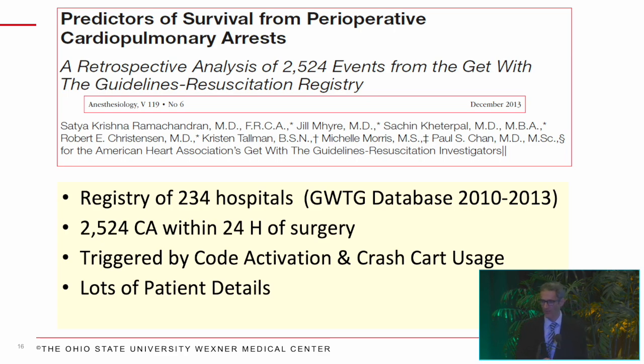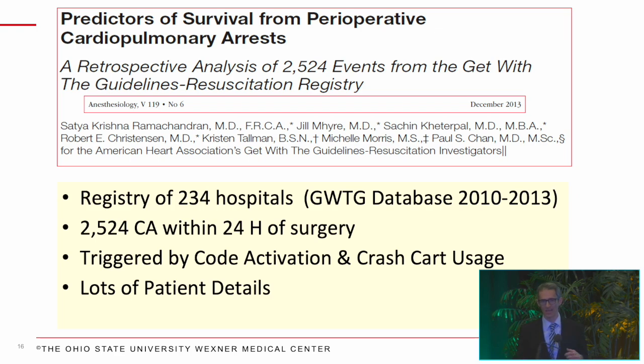So how often does this happen? This study is about 10 years old now, so it's a little bit dated, but this is a really nice review of perioperative cardiac arrest. The authors here reviewed the database from Get With the Guidelines from ACLS, and they looked at people who arrested within 24 hours of surgery. And they looked at when they actually grabbed the code card.